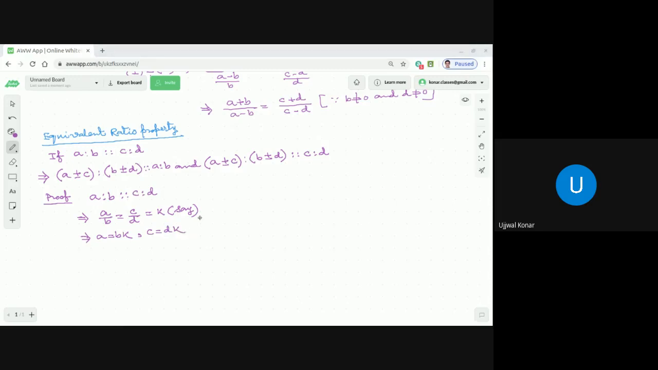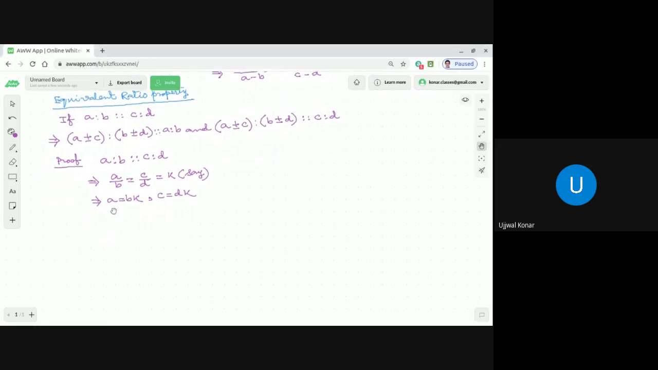Correct? Now, what are we going to do? As we got that A is equal to BK and C is equal to DK, now let us find A plus minus C is to B plus minus D. What is that value we are going to get? So, we are going to get that A plus minus C divided by B plus minus D is equal to A, which we found out as BK.